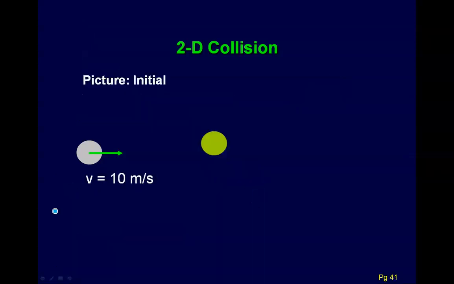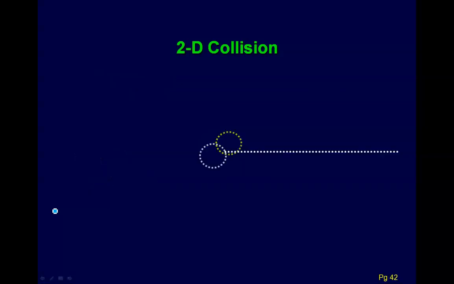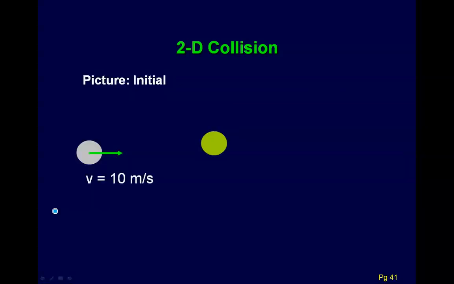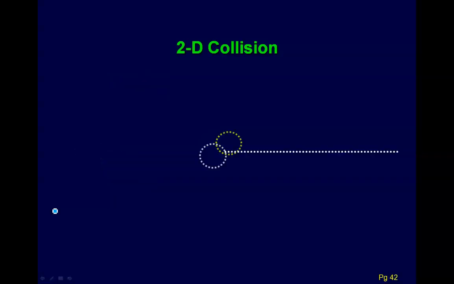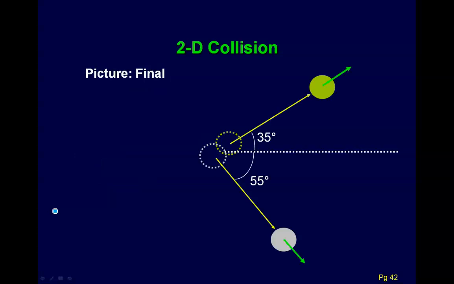Here's our initial picture: v equals 10 meters per second, which I'll call the X direction, and the green one is not moving. The final picture is a little more complicated. The green one goes off at 35 degrees and the gray one goes off at 55, so we're going to have to use some trig. We don't know the velocity VB of the green puck. We do know the velocity of the gray one is 5.73.